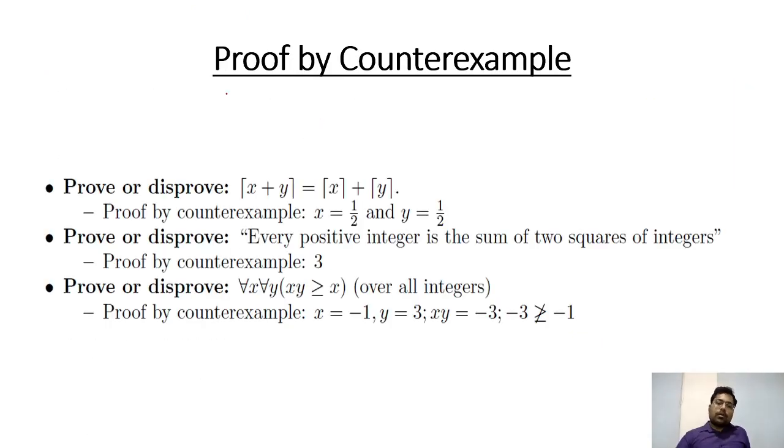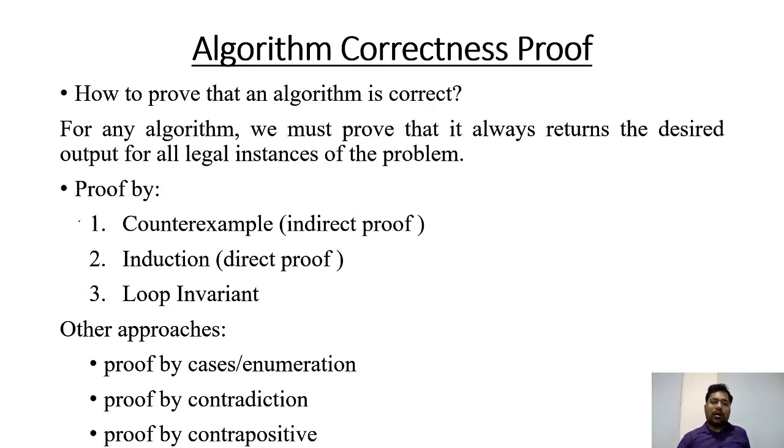Now there are three methods that are used. One is counter example, another is induction, which is mathematical induction, and the third one is loop invariant. Other approaches are there too, like by cases, enumeration, by contradiction, by contrapositive, but we should remember counter examples, mathematical induction, and loop invariant. Loop invariant checks whether the loop is consistent. If you are not getting a consistent result, definitely there is a problem. That's why we are focusing on loop invariant.